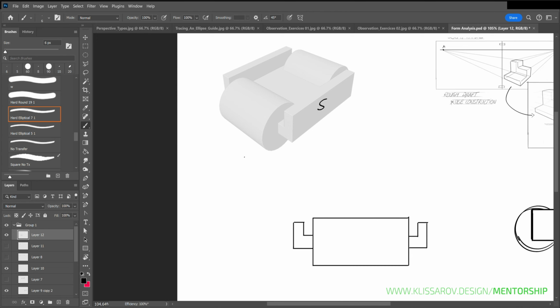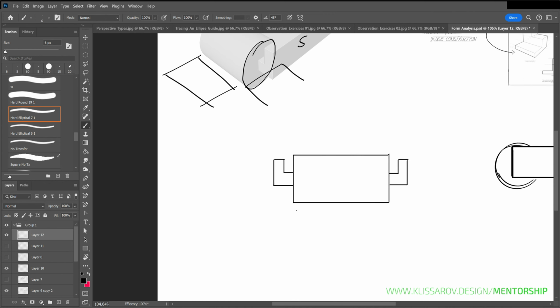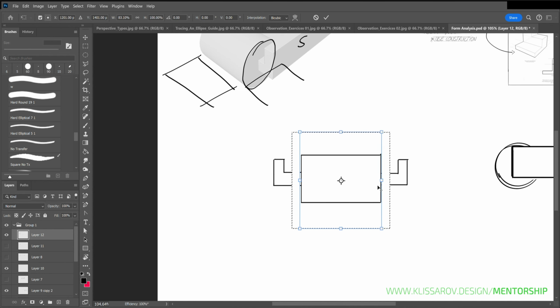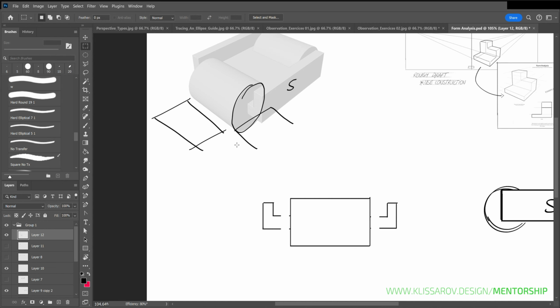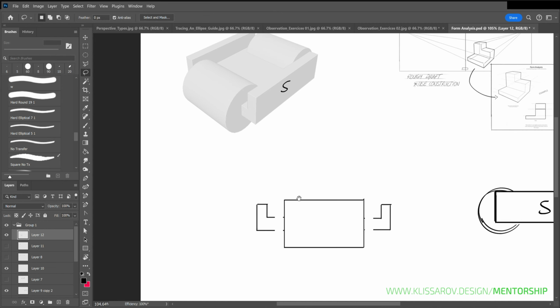when I look at the proportion between this distance and the distance of the actual cylinder from this view, I think that my cylinder is a little bit too wide. This means that this should be maybe something like that, right? This makes more sense proportion wise to what the object is.